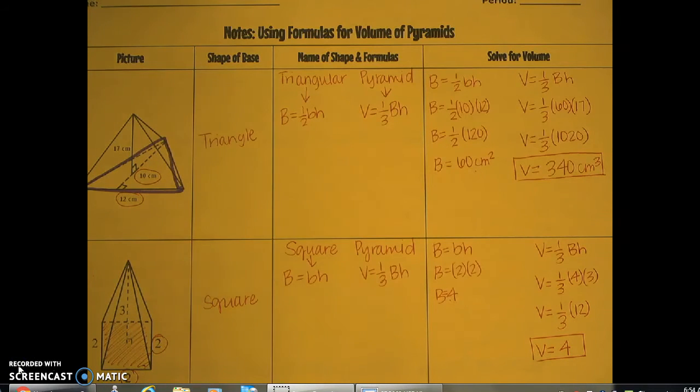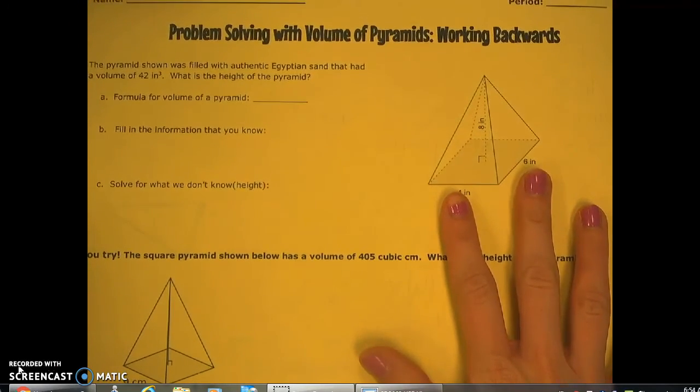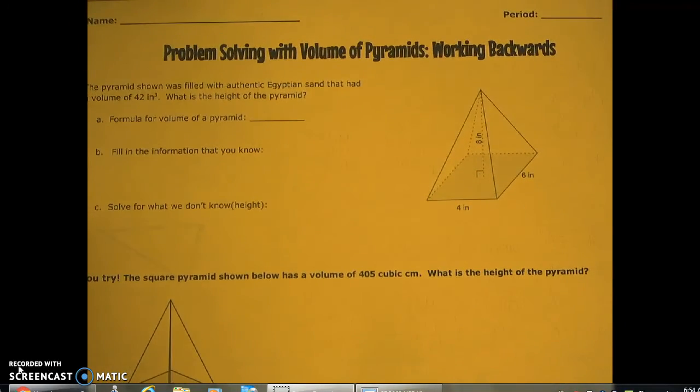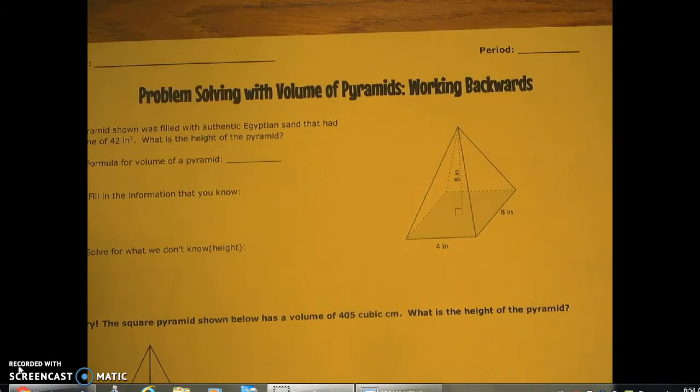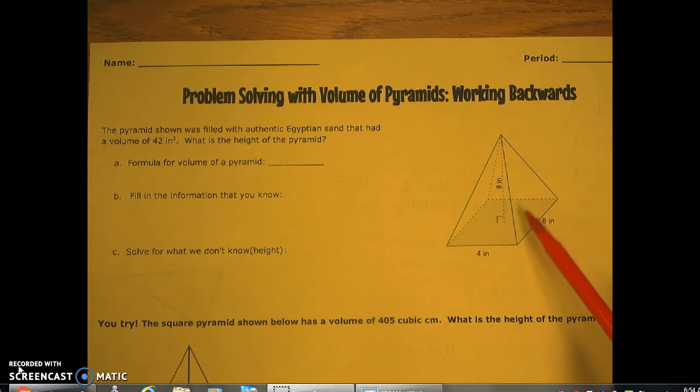Okay, so we have used our volume formula to find the volume of both a square pyramid and a triangular pyramid. So flip on the back of your paper. And just like with prisms, we also need to be able to work backwards sometimes. So we might be given the volume and be asked to find the height. So we are given this pyramid right here.